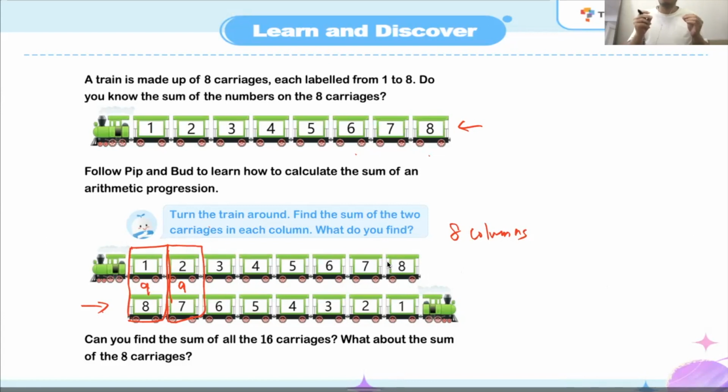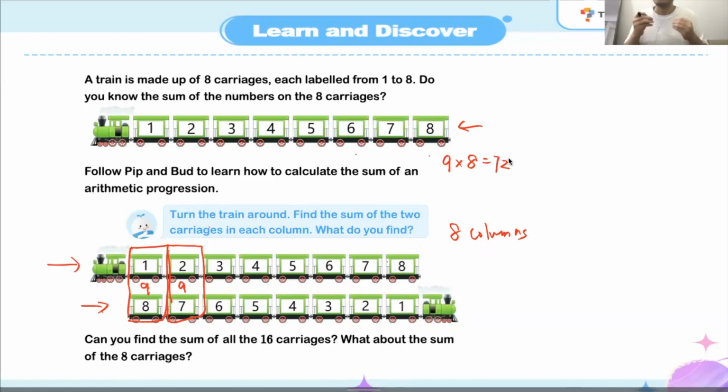So how can we work out the total of this true sequence? We know we can combine this true sequence in 8 columns, and each column has the total 9. So that should be 9 times 8. That is 72.